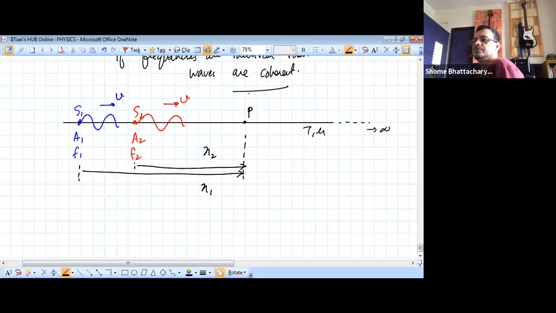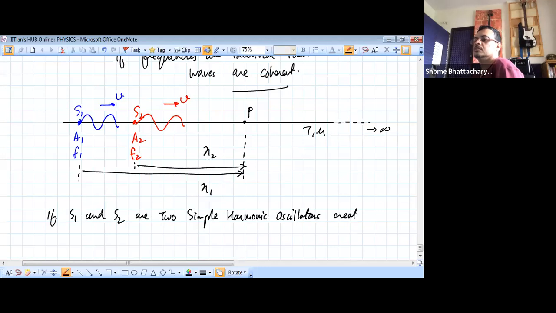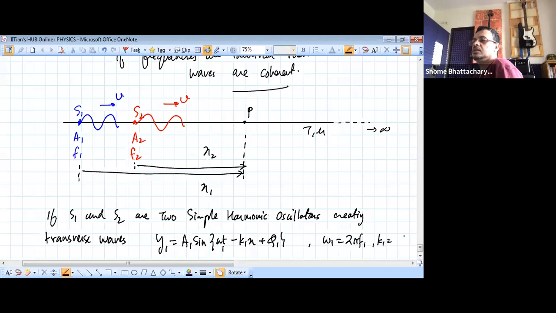Okay. So in such a case, if S1 and S2 are two simple harmonic oscillators creating transverse waves, say y1 equals A1 sine(omega 1 t minus k1 x plus some phase constant phi 1), where omega 1 is 2 pi f1, and k1 is omega 1 by v, where v is of course square root T by mu.